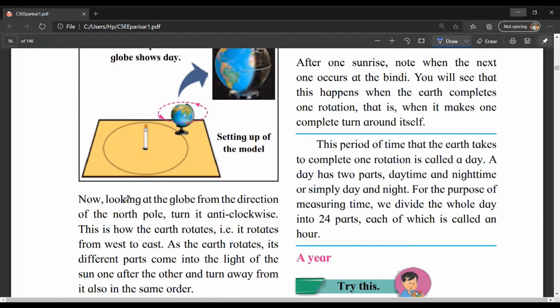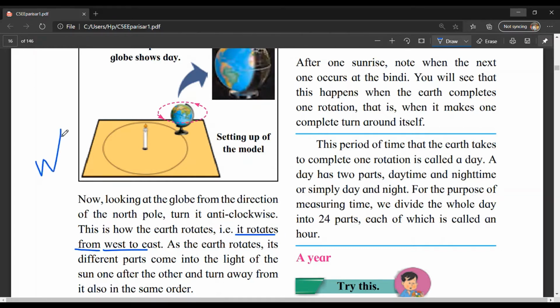Now looking at the globe from the direction of the North Pole, turn it anti-clockwise. This is how the Earth rotates. That is, it rotates from west to east. The Earth rotates from west to east. Keep in mind, the Earth rotates from west to east. That means from this side to this side.